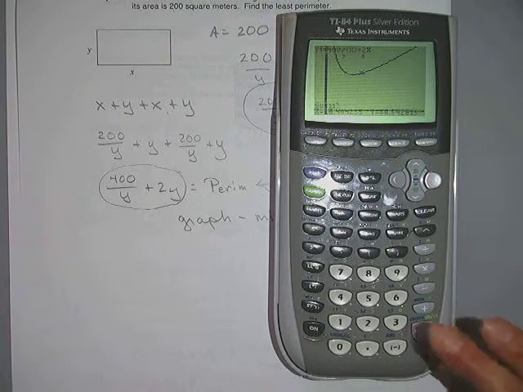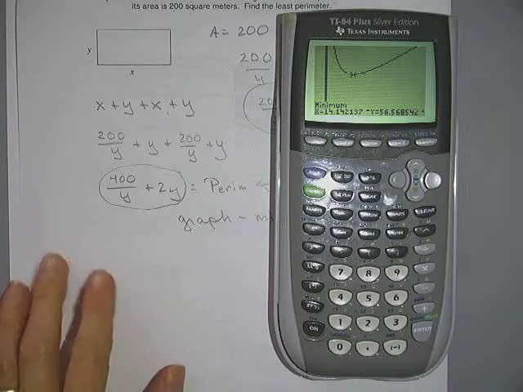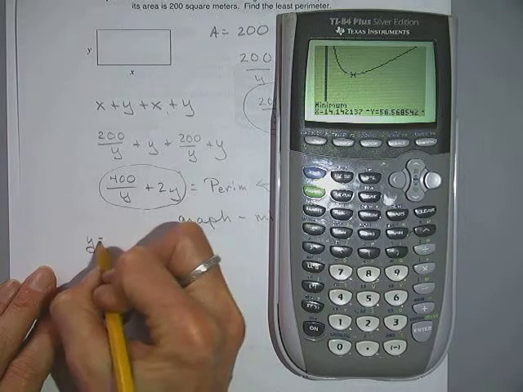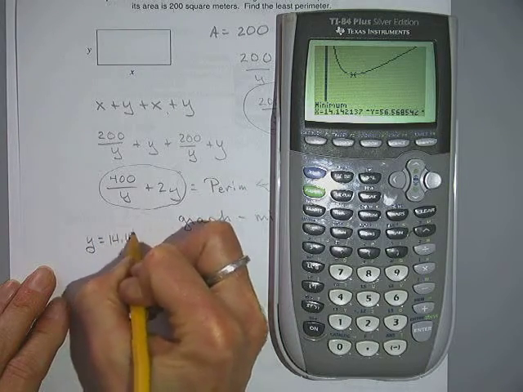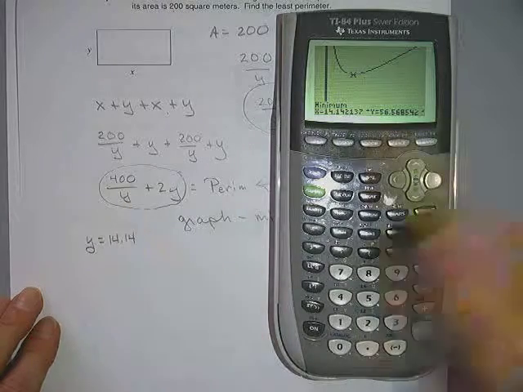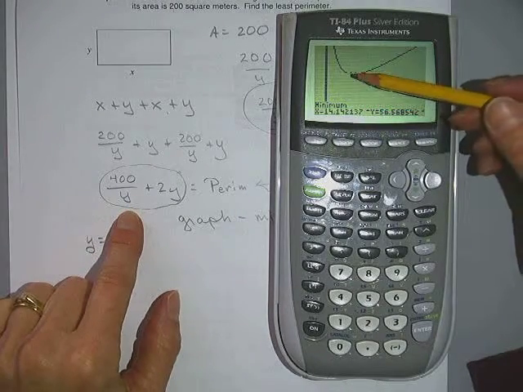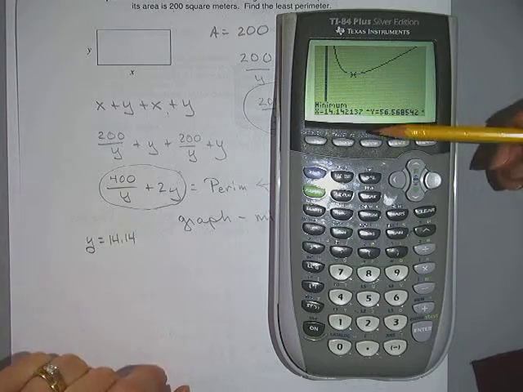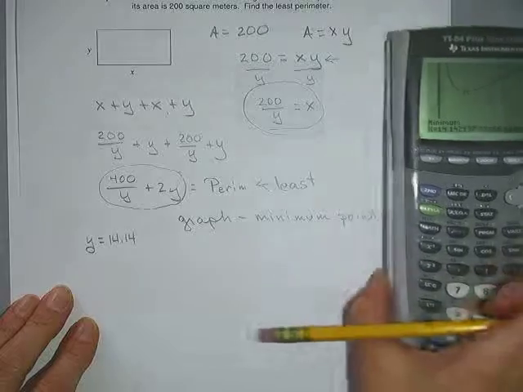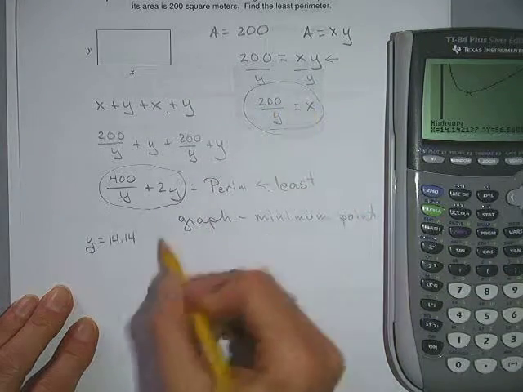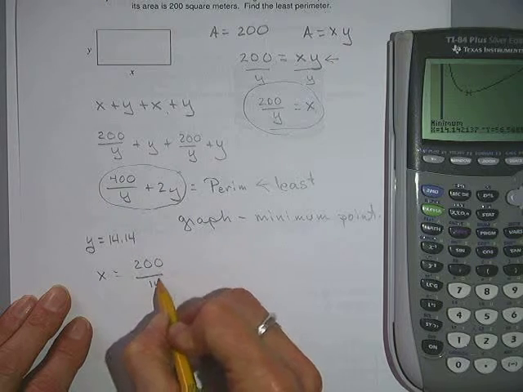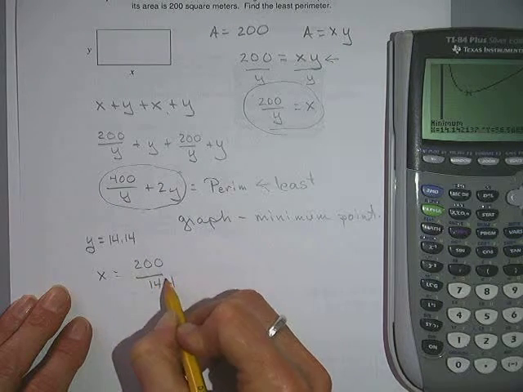Okay? Second calc, minimum. Go to the left. Go to the right. There it is. X is 14.14. So that means that Y equals 14.14, and that's going to give me my minimum. No, that's your X one. I know, but see, I had to put X's into my calculator, so that's really my Y. Oh, I got it. Okay?